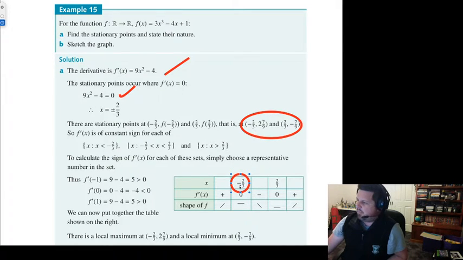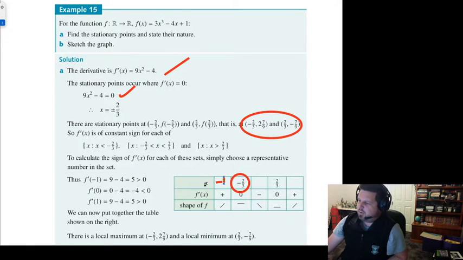Again, I'd recommend you choose a relatively easy whole number to substitute in. Anything that's less than negative 2/3 will work, as long as it's relatively close to there. In this particular case, they've chosen -1. That's less than negative 2/3, and they substitute that into the gradient to find out what's going on.